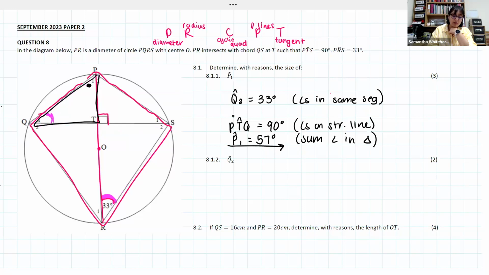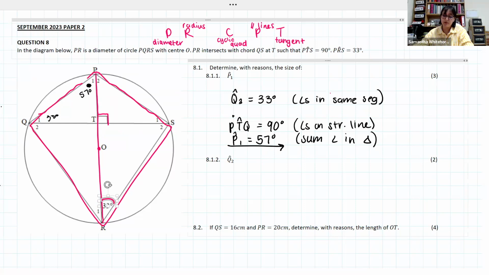Now, as you start to work out things, Kirsten, I do see a hand, I'll get you in a second. As you start to work out things, I would write it down. So now I know this is 33. I know this is 57. It just means that you've got more and more information to work with. Kirsten?